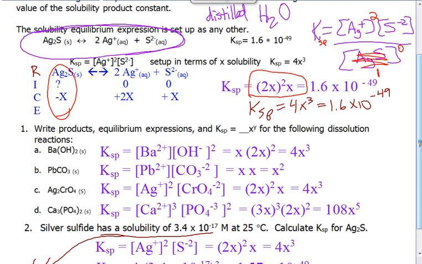Because these ideas are always the same, it's always a solid gets dropped into water, some of it dissolves. What you can do is ask, how many barium ions are going to break off of this compound? One. So there's going to be x quantity of barium in there. How many hydroxides are in that compound? Two. So there's going to be 2x worth of hydroxide.